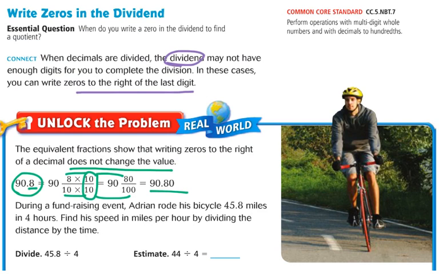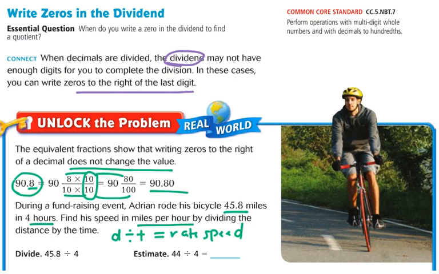It says, during a fundraising event, Adrian rode his bicycle 45 and 8/10 miles in 4 hours. Find his speed in miles per hour by dividing the distance by the time. So we're going to take the distance divided by the time, and we're going to figure out his rate, or we can also think of that as his speed.